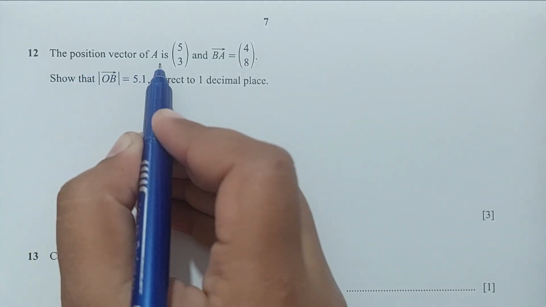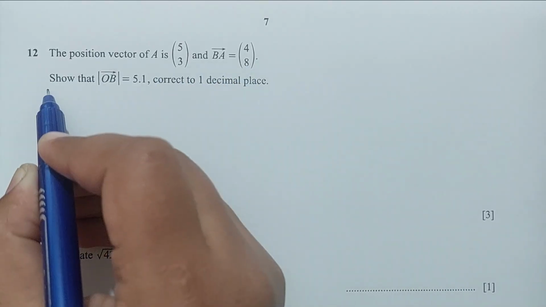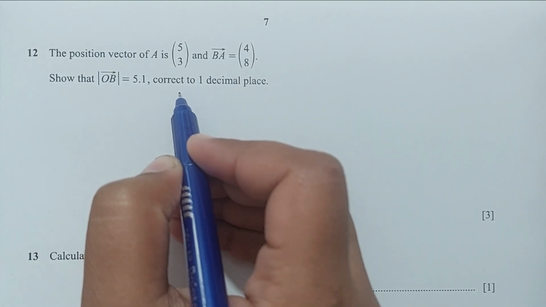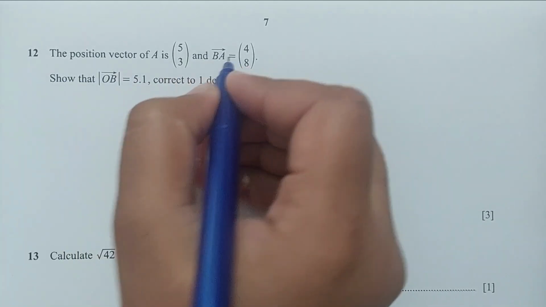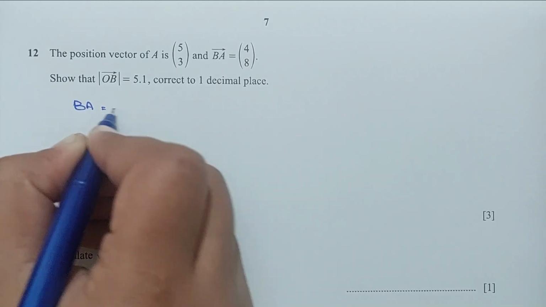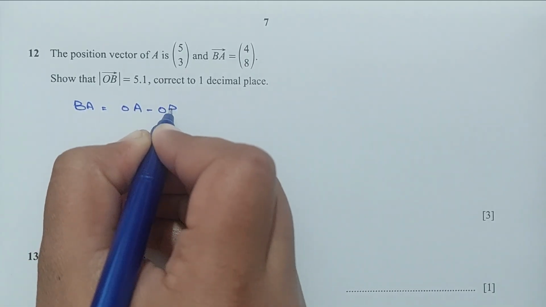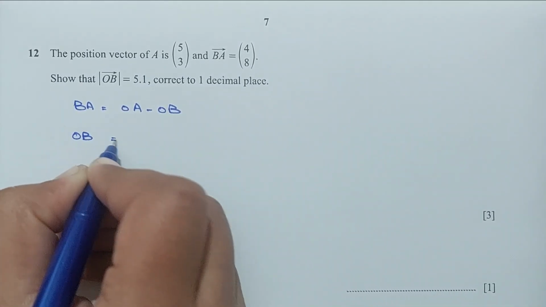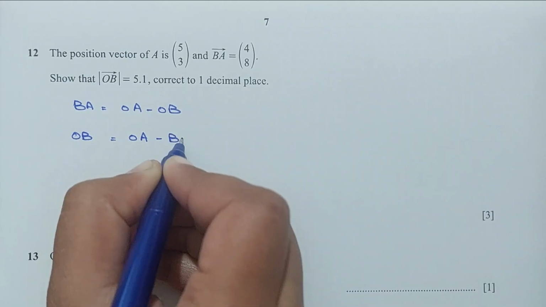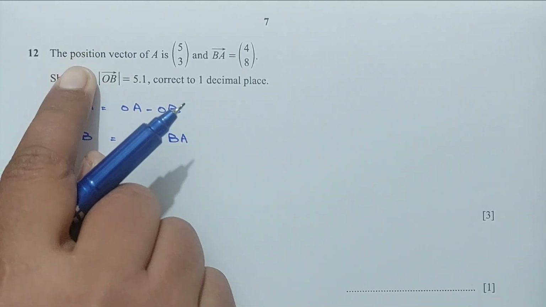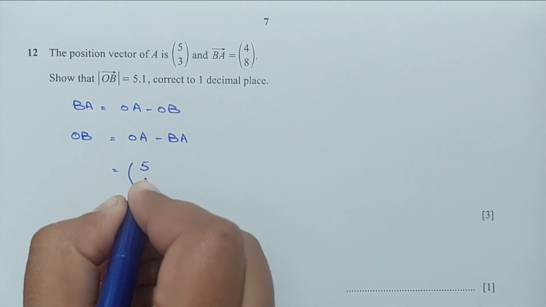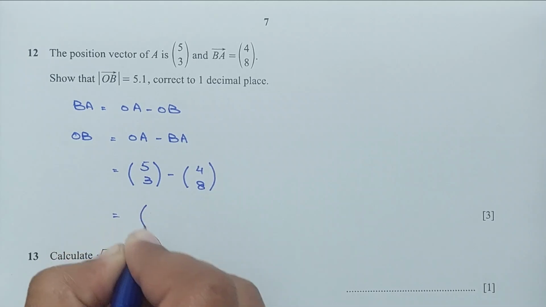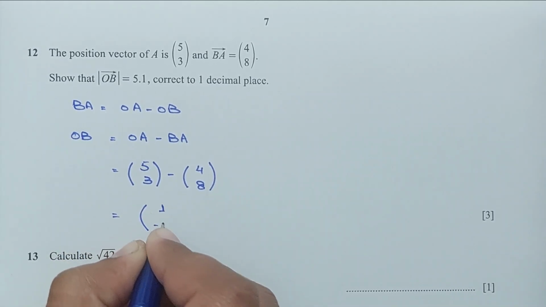Question number 12, the position vector of A is this and BA is this. Show that the magnitude of OB is 5.1, correct to 1 decimal place. Okay, OB. So we have been given this BA, which is OA minus OB. Right, we have to work on OB, shifting OB over here. So this is OA minus BA. Right, OA, the position vector, this is 5, 3, and minus BA is 4, 8. 5 take away 4 is 1, and 3 minus 8 is minus 5.